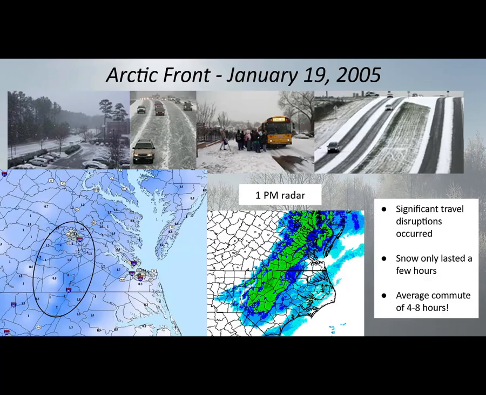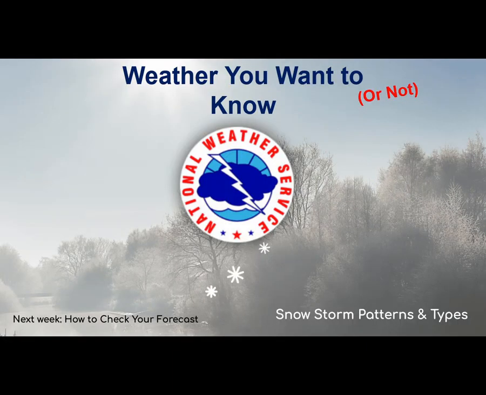An example of this occurred on January 19th, 2005, where only a few hours of snow occurred, but because that snow was very heavy and it came down with below freezing road temperatures, that 1 to 2 inches of snow resulted in significant travel disruptions, with average commutes extended to 4 to 8 hours. So that's just showing you how it doesn't take a lot of snow to create a big problem here in the Mid-Atlantic. But those are the 4 main types of snowstorm setups, or ways that we generally get snow here in the Mid-Atlantic.